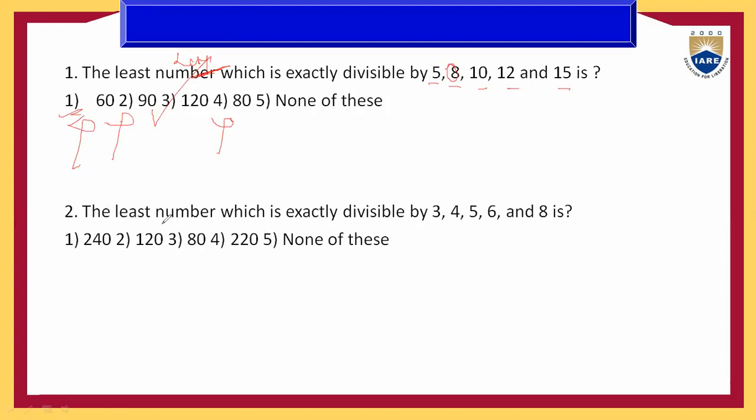Similarly here also, the least number which is exactly divisible by 3, 4, 5, 6 and 8 means the LCM. First the least value, 80. Is 80 divisible by all these numbers? No, 6 does not divide 80. Next, 120. Is 120 divisible by all these numbers? Yes, 120 is divisible by 3, 4, 5, 6 and 8. So 120 is the right answer.